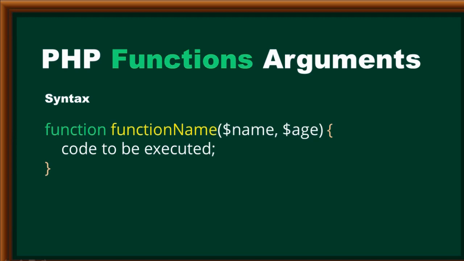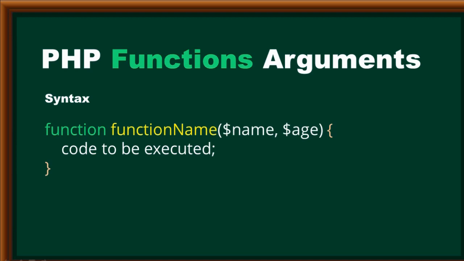So arguments are specified after the function name inside the parentheses. You can add as many arguments as you want, but you need to separate each argument with a comma.